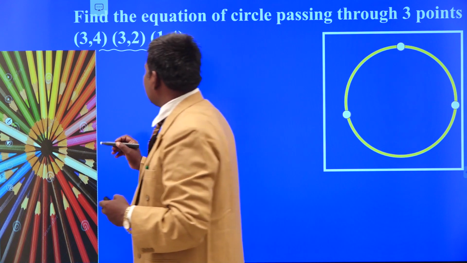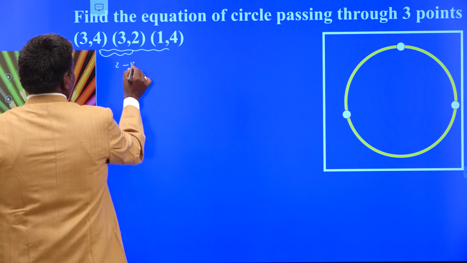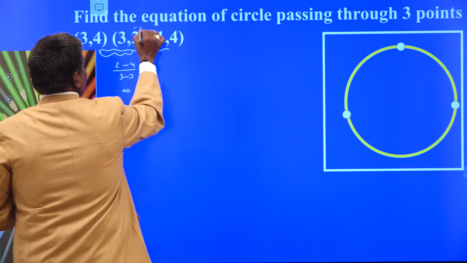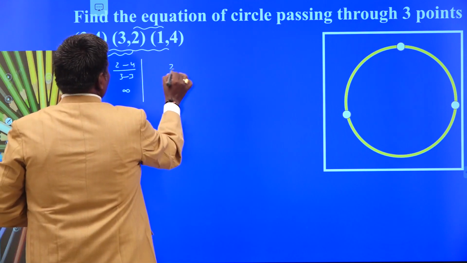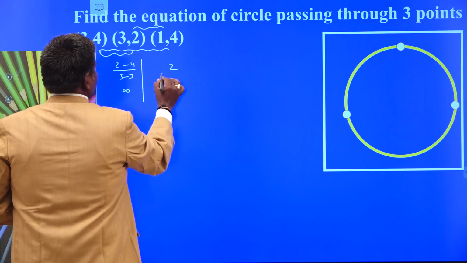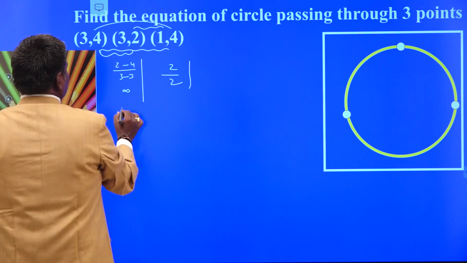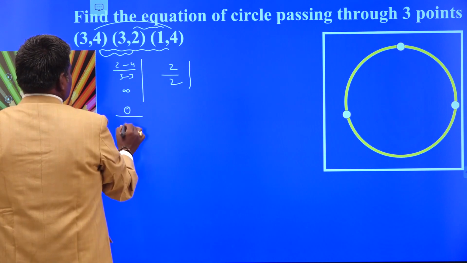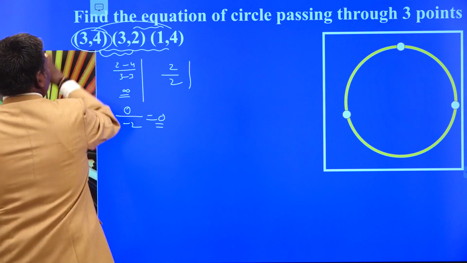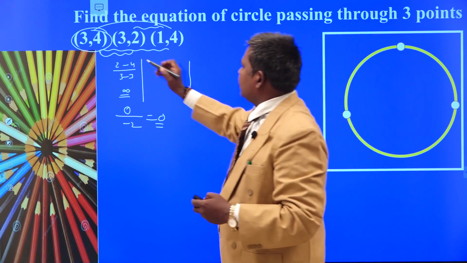Let us see, dear students, what is the slope of the line joining these 2 points? (2 minus 4) by (3 minus 3), that is infinity. Now find the slope of these 2 points: 2 by 3, 2 by minus 2. What is the slope of first and last? (4 minus 4), that is 0, by (1 minus 3), minus 2. This is 0, this is infinity. So this is the common point: (3, 4) is common to the lines joining (3, 4) and (3, 2), and (3, 4) and (1, 4).